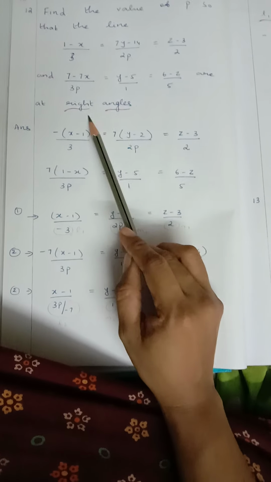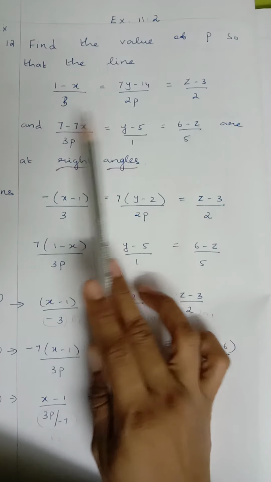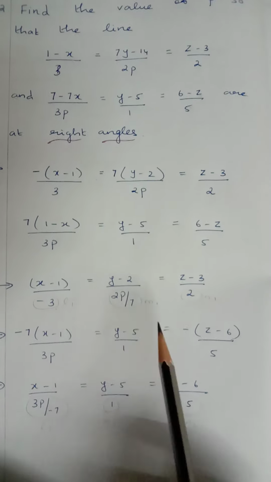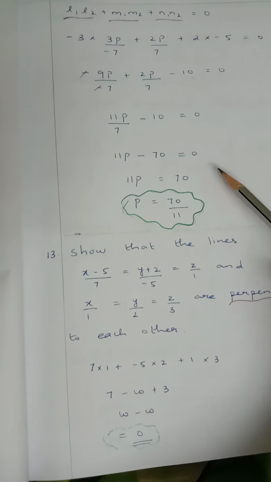So this question is nothing but they are given two lines and they are telling us those two lines are at right angles. So what we are going to do is change the order, multiply, and find the value of p. So this is a very important 4-mark question.